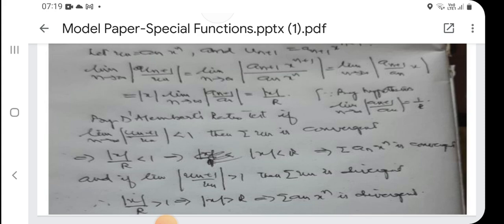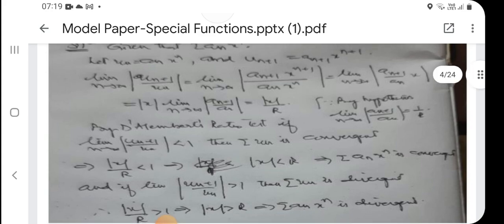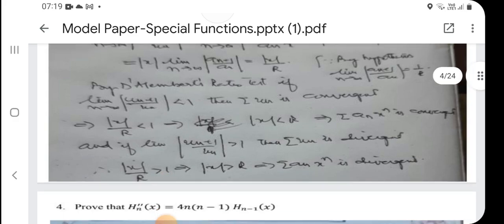And this is going to be divergent if limit mod u_{n+1} by u_n is greater than 1. That means mod x by R is greater than 1. That means mod x greater than R. Thus, the given series is convergent if mod x is less than R and divergent if mod x greater than R. I hope this is clear.